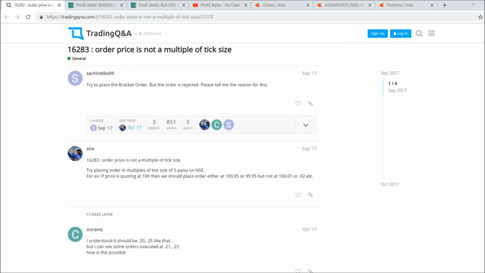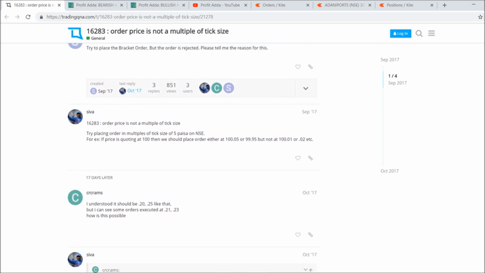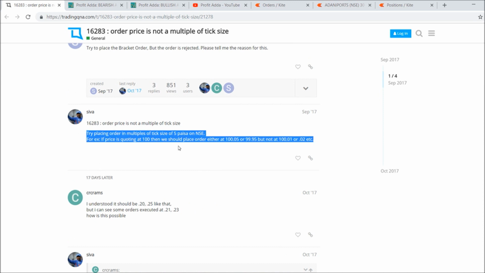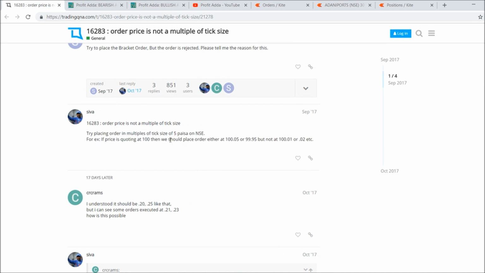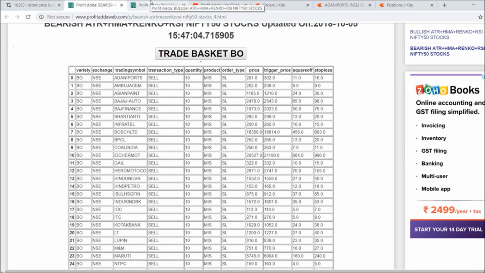They told me that if you are trying to place an order, you have to go with a multiple tick size of 5 paisa. So suppose if you are going with 100 rupees, it is like 0.5; if you are going with 99, it's something like 99.95. You have to go with 5 paisa decimals, you can't go with 0.1 and 0.2. I had tried 0.1 and 0.2 previously. As you can see, the time I updated was around 3:47. I corrected these things and updated them.